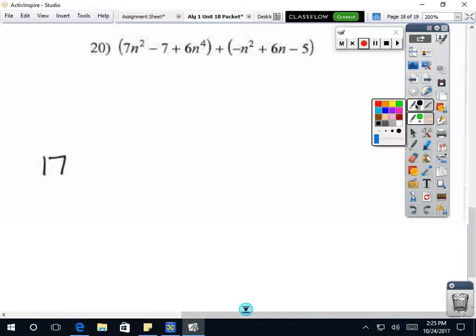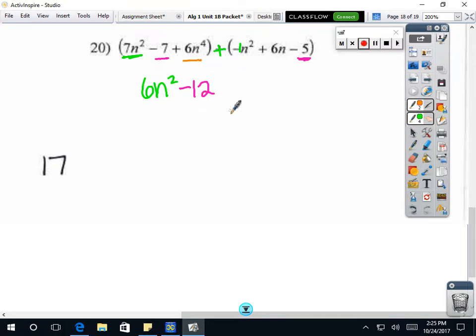Okay, let's try number 20, last addition one. 7n squared can be added to what? That's not squared. Negative 1n squared. And what do you get? 6n squared. Okay, then the next term is negative 7. Can you add anything to it? What's negative 7 plus negative 5? And then we have a 6n to the 4th. Can you add anything to it? No. There's no other term.